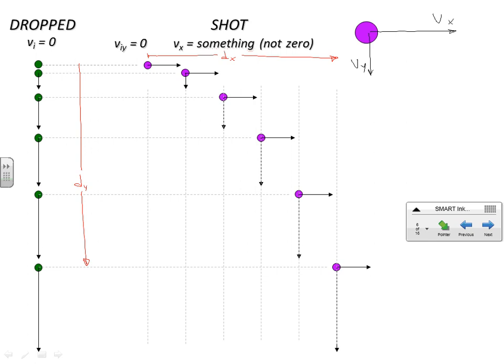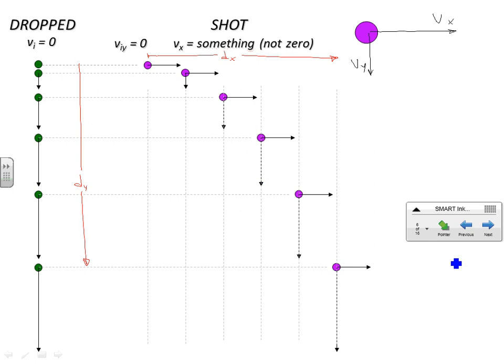Other things to notice here: these little incremental horizontal displacements all stay the same size. We should notice that, and we should be able to explain it because the horizontal velocity stays the same speed. So in the same amount of time, the distance traveled is always going to be the same.